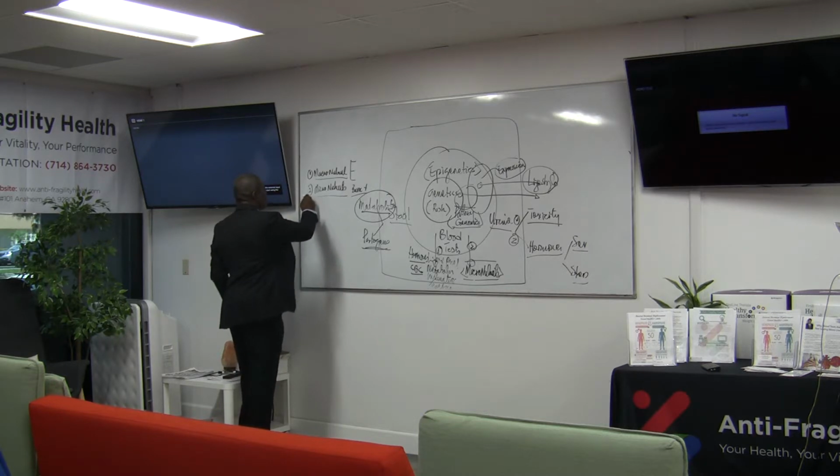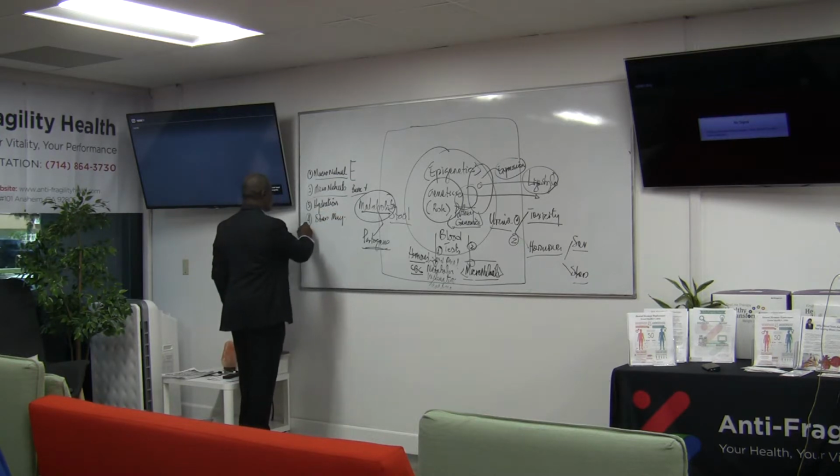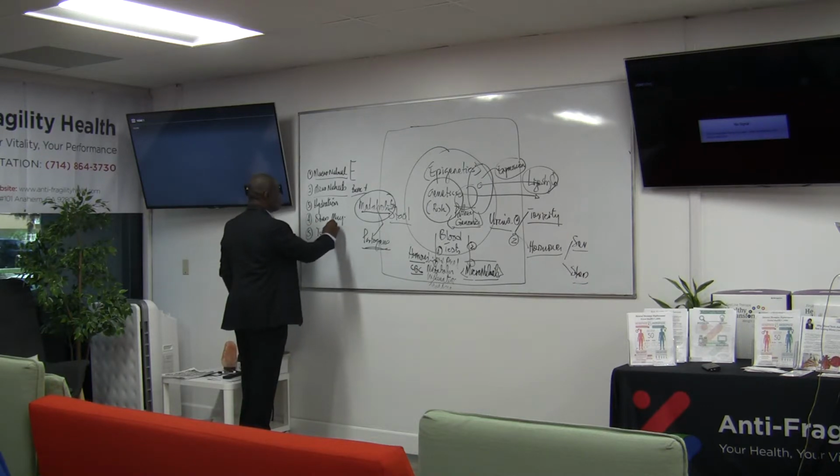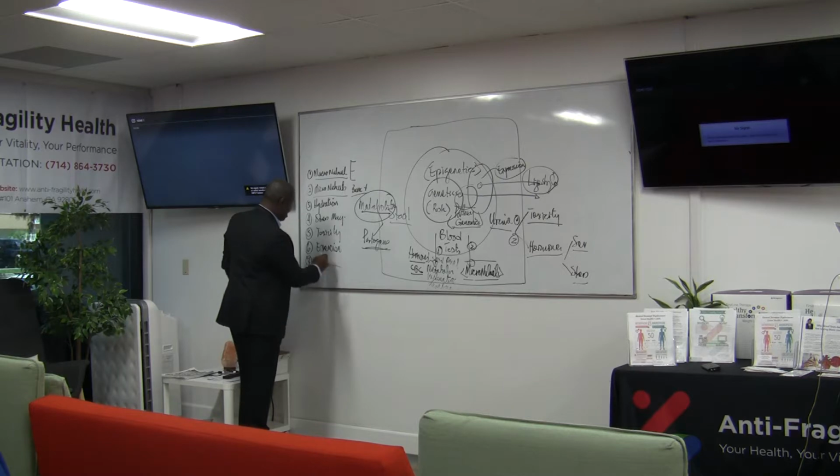Number 3, hydration. You know how much water you should be drinking. Number 4 is your stress management. How you manage your stress. Number 5 is how you manage your toxicity exposure. Number 6 is exercise. Number 7 is what? Sleep. Correct. Number 7 is sleep, and number 8 is relationships.